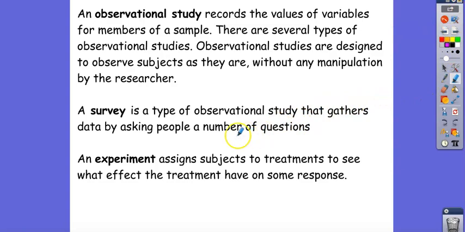Okay, now a survey is a type of observational study that gathers the data by asking people a number of questions. Then we have an experiment.